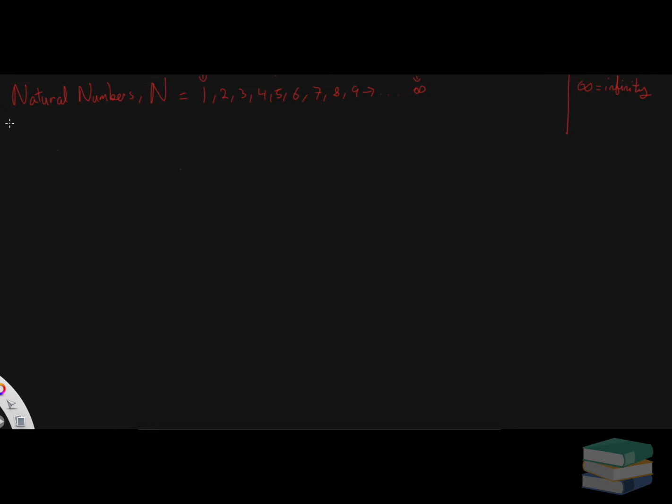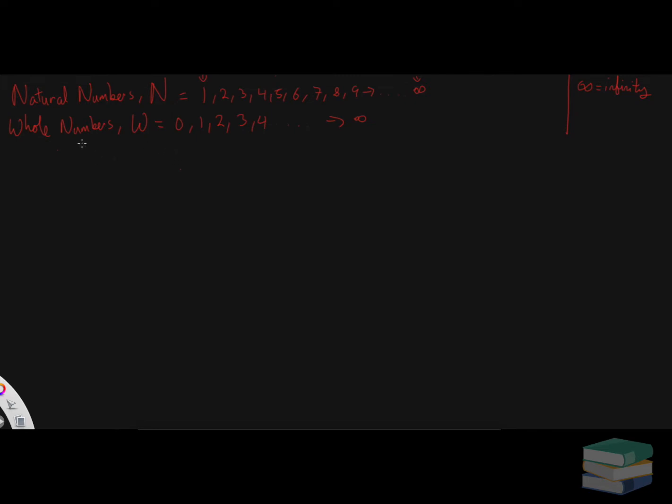Okay, so after natural numbers, we have something called whole numbers, which is denoted by a capital W. Whole numbers are all the natural numbers, including the number 0. So it starts at 0, 1, 2, 3, and just as before, it goes all the way up to infinity.